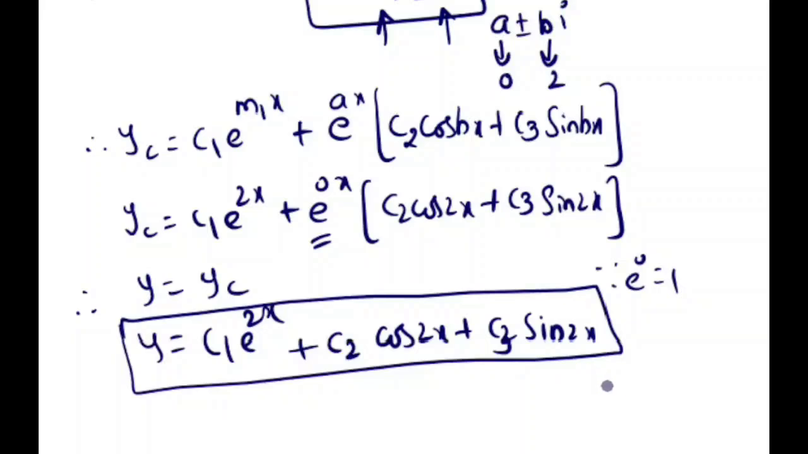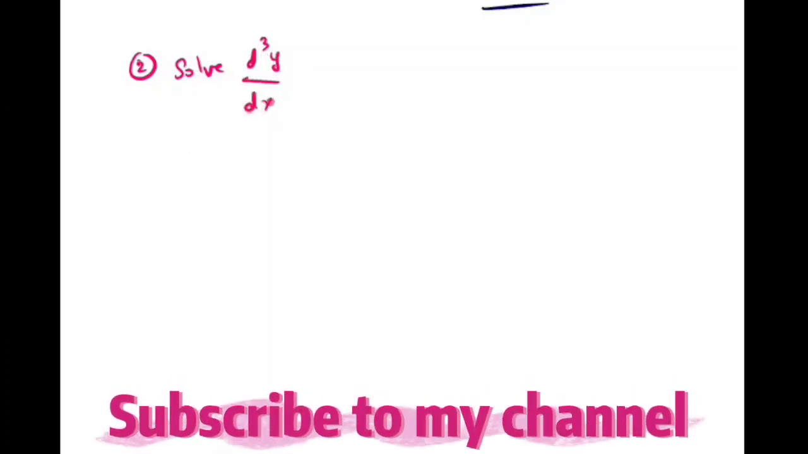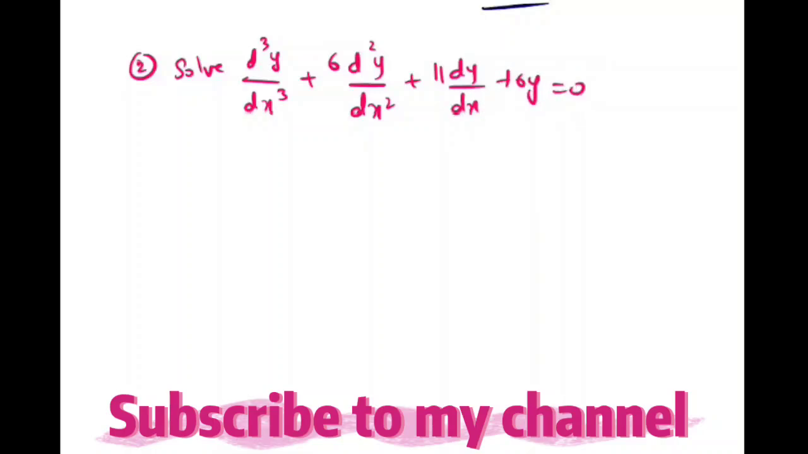Okay, my dear friends, did you get this? Have a clear idea. Okay, again, solve d cube y by dx cube plus 6 d square y by dx square plus 11 dy by dx plus 6y is equal to 0.